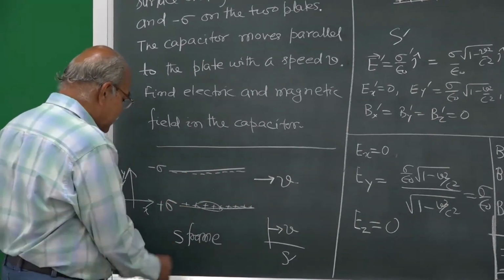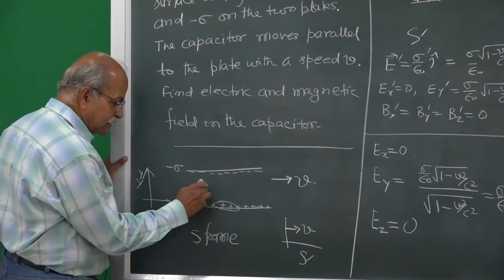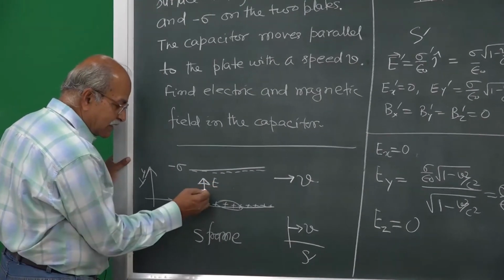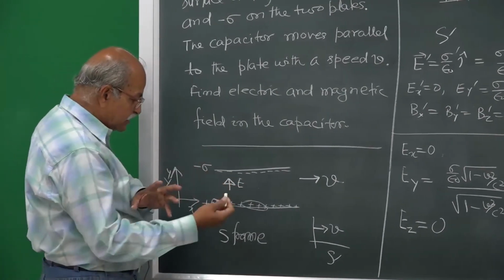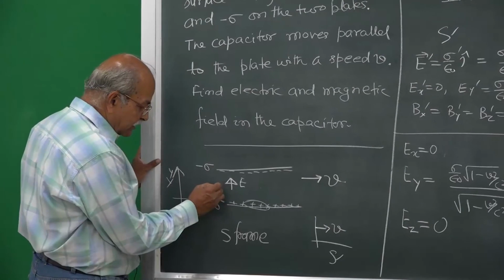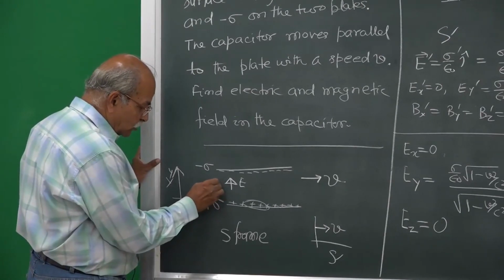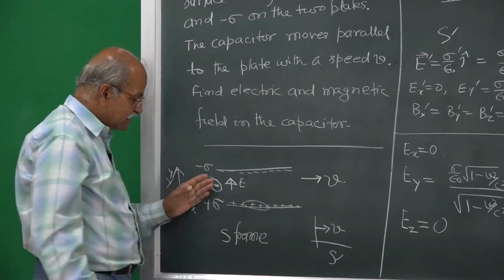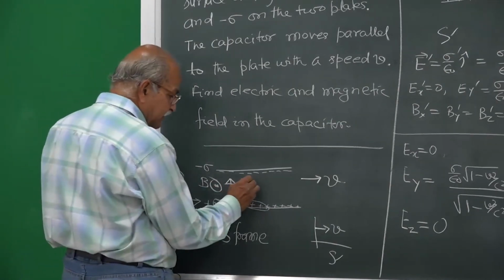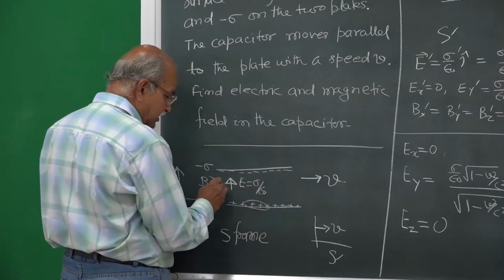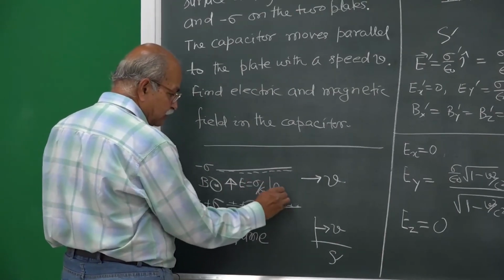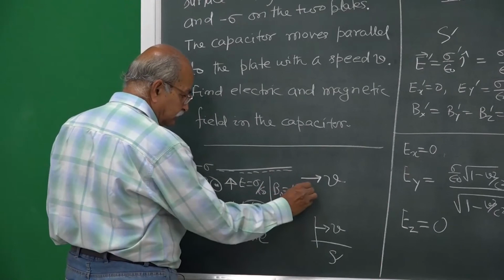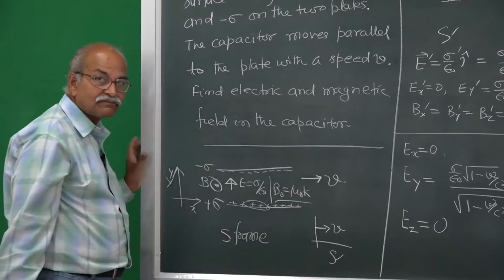So you have an electric field which is in this direction, and then you have a magnetic field which is coming out here. I can show it by dots. Remember this symbol. You have the magnetic field here in this direction, and the electric field is sigma by epsilon naught, and this B is mu naught times k. That's it.